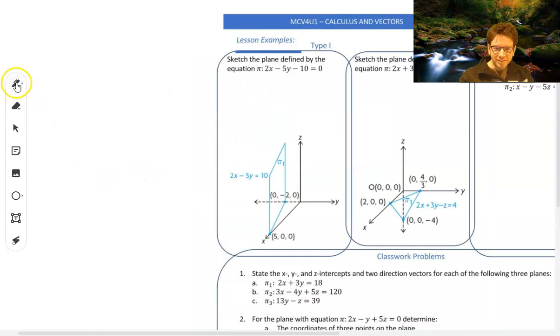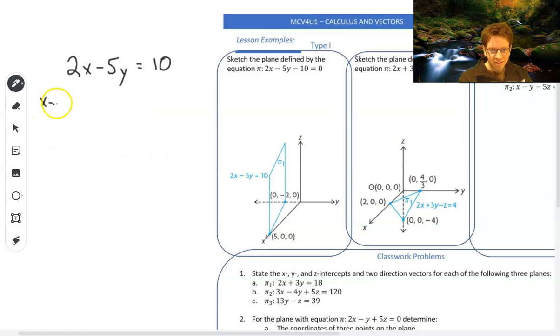So here we have a plane, 2x minus 5y minus 10 equals 0. Let me rewrite that. Let's bring the d coefficient to the other side of the equation. So we have 2x minus 5y equals 10. Okay, now we're going to find the x and y intercept. So let's start with the x intercept. The x-intercept occurs, of course, when y is 0. So we're left with 2x equals 10, or just x equals 5.